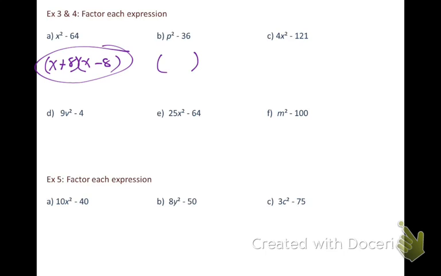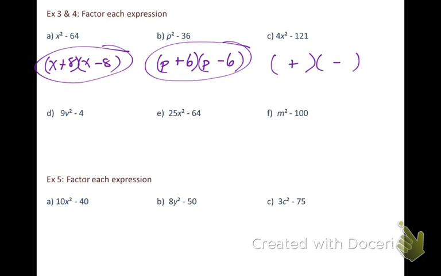B, you have your 2 sets of parentheses. You have a plus and a minus. Unsquare p, which would be p and p. And square root 36, which would be 6 and 6. C, same idea. There's a minus sign and they're both perfect squares. So you're going to have a plus and a minus again. And you're going to do 2x and 2x. And you need 11 and 11.